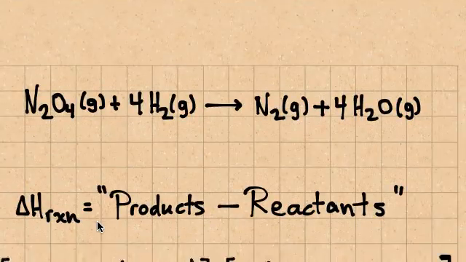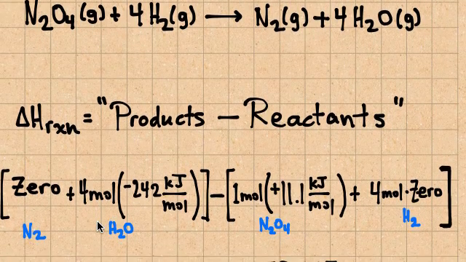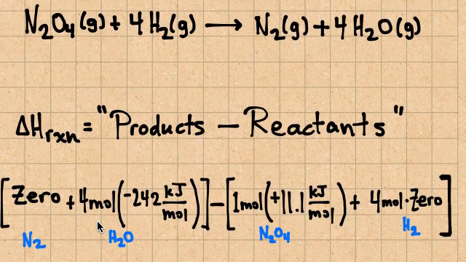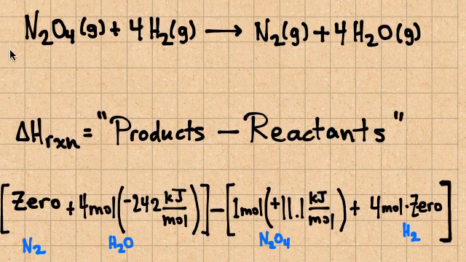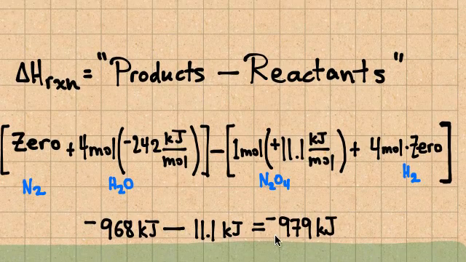Let's try another one. This one also exothermic. So 1 mole of N2O4, 4 moles of hydrogen gas, 1 mole of nitrogen gas produced, 4 moles of water vapor produced. So products, 0 for this one, 4 moles of water, minus reactants, 0 for this one, 1 mole of this one. And lo and behold, exothermic.